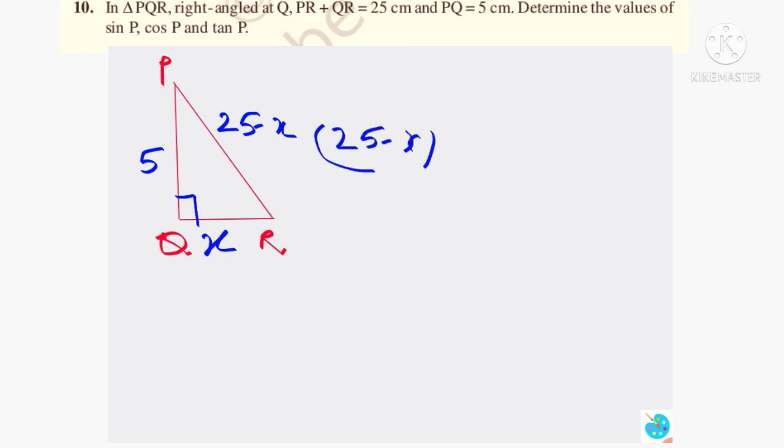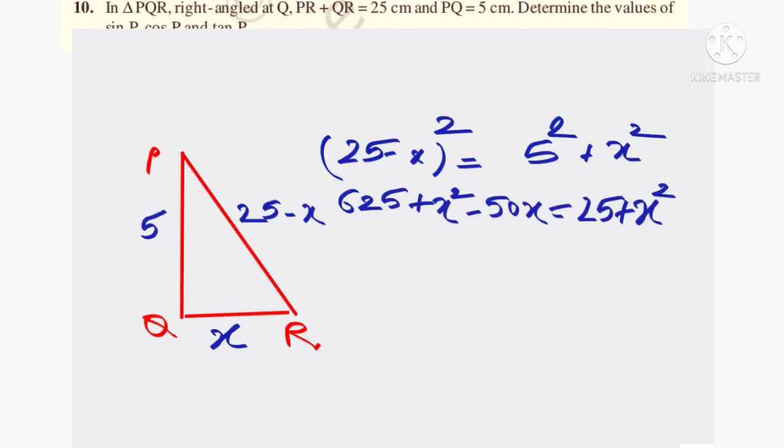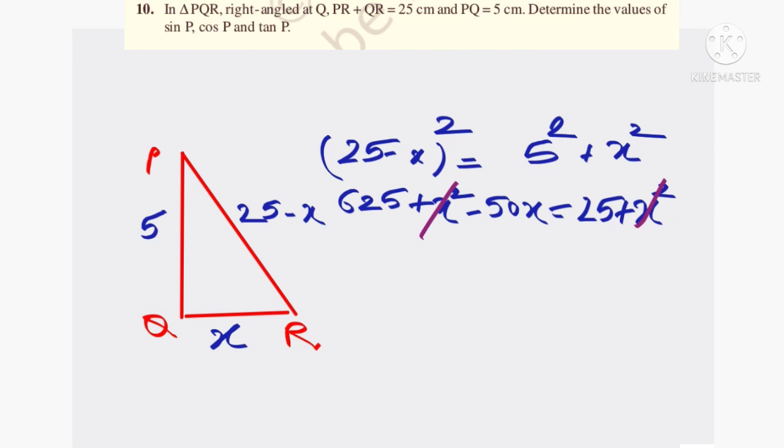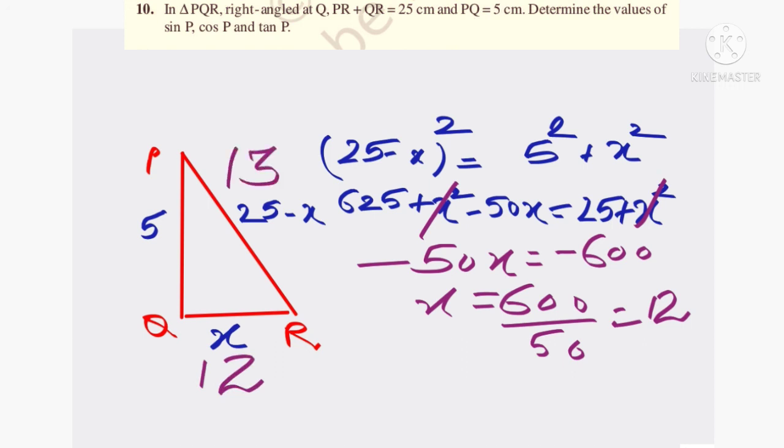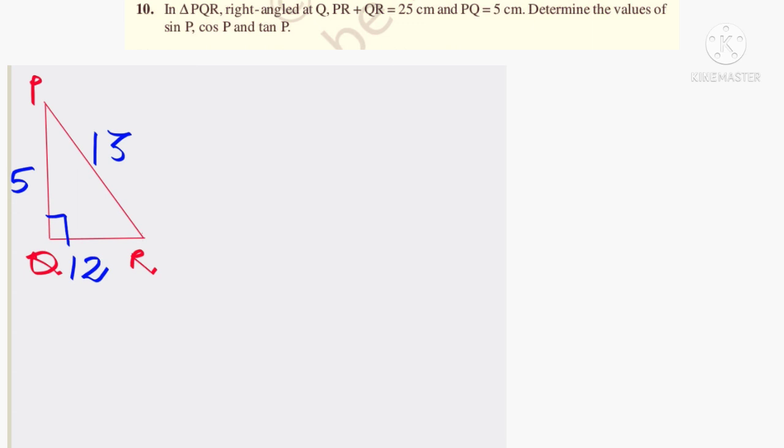25 minus x whole square is equal to 5 square plus x square. So this gives me 625 plus x square minus 50x is equal to 25 plus x square. x square and x square get cancelled. I get minus 50x is equal to minus 600, and x comes out to be 600 by 50, that is 12. So x is 12, then PR becomes 25 minus 12, that is 13. So this completes our triangle.